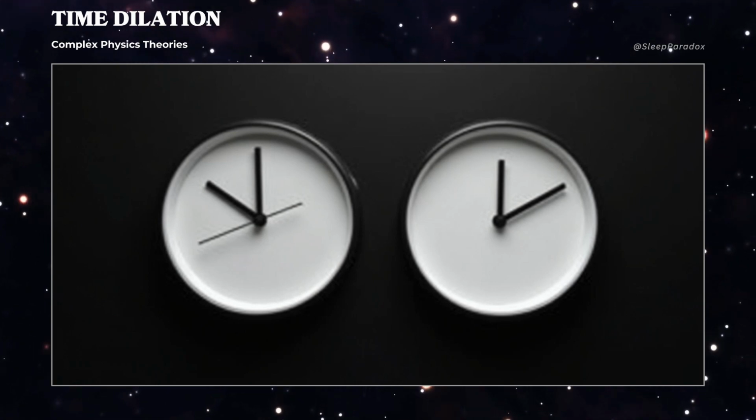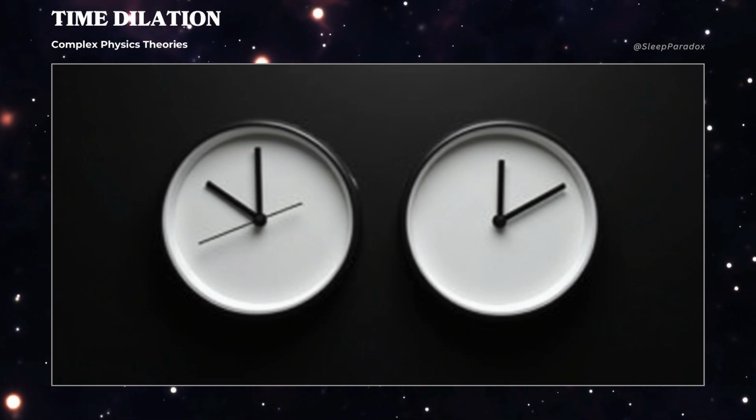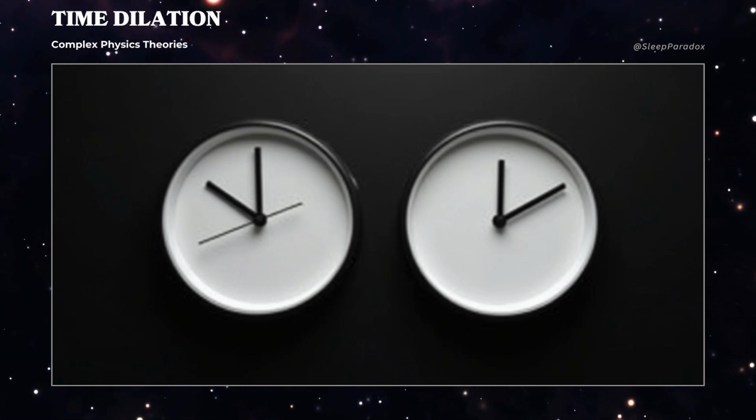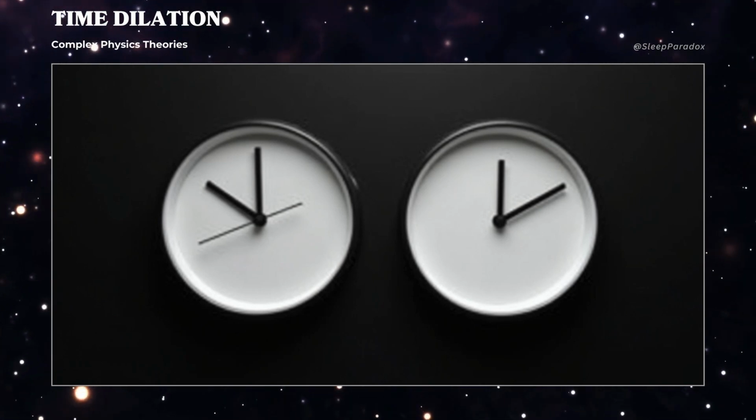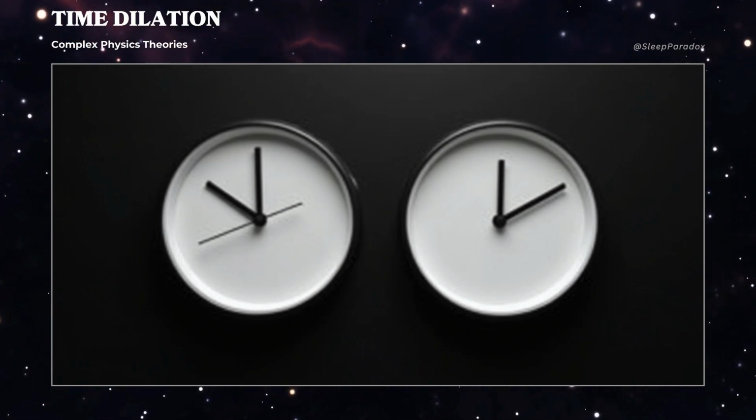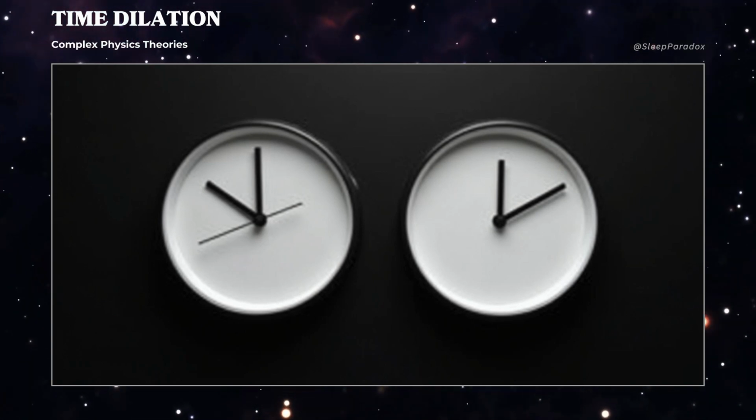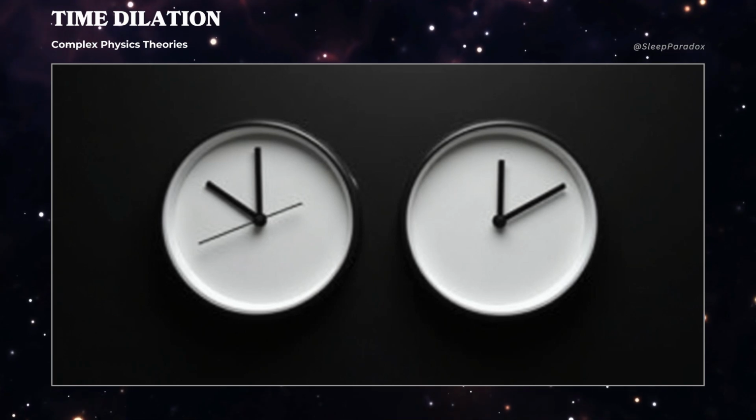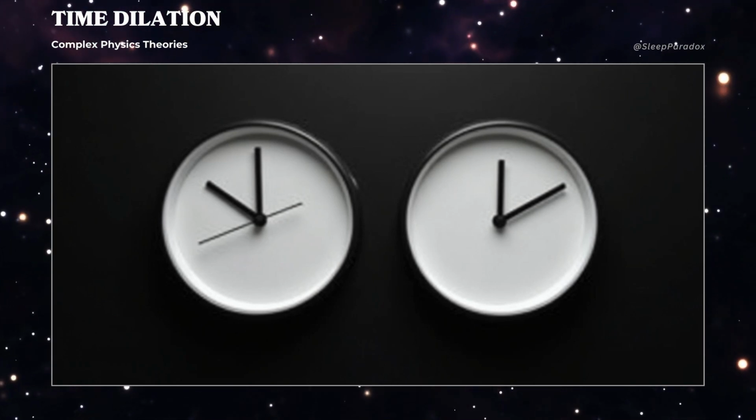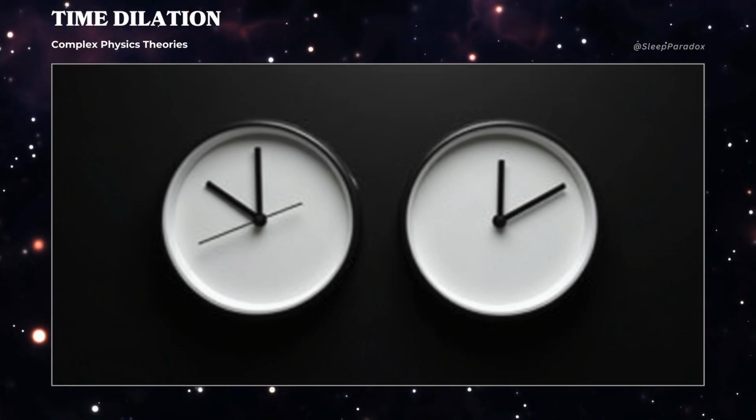GPS satellites orbit the Earth at high speeds. If time dilation were not accounted for, their onboard clocks would drift out of sync with clocks on the ground, and GPS locations would quickly become inaccurate. Engineers must correct for both special relativity, due to their speed, and general relativity, due to their position in Earth's gravitational field.